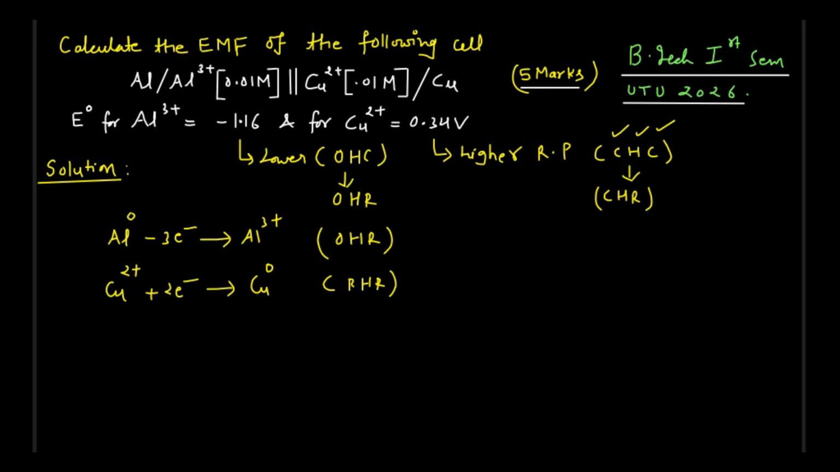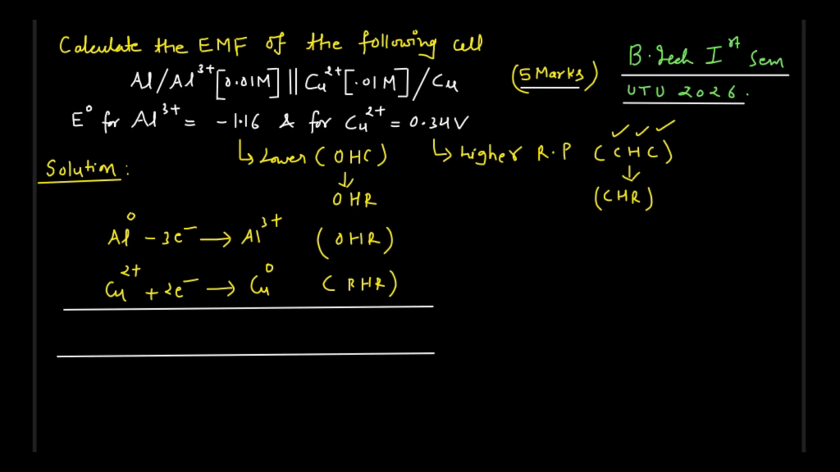Now you need to write the complete cell reaction. In the complete cell reaction, we need to cancel out these electrons. So how can we cancel out these electrons? It is not possible in the current scenario, but when we multiply this particular equation by 2 and the second reaction by 3, then they become equal. So we will multiply this equation by 2, and this one by 3.